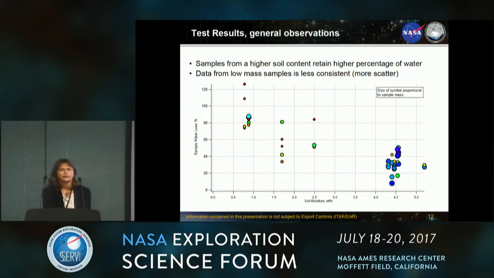The other thing I want to point out is the size of these symbols correlate with the size of the sample that we've recovered. So the smaller samples, we didn't get as much material into the crucible, and there's more scatter in the results. So we're just dealing with some error there.